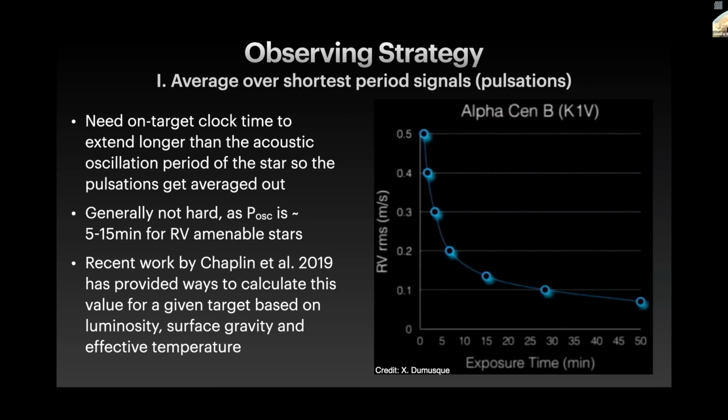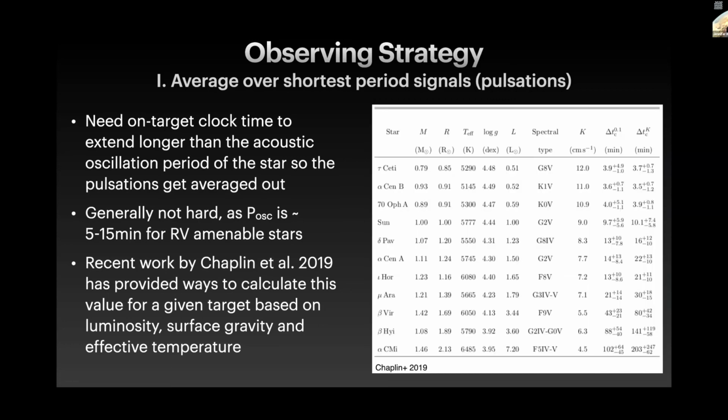This was shown by Xavier Dumusque in actually a previous Sagan workshop. And you can see that as long as you observe the star for at least about 5 minutes, the amplitude of the RV RMS comes down pretty rapidly. Now, the exact averaging time necessary varies as a function of effective temperature and luminosity and surface gravity. So you can't just assume that 5 minutes is the right answer for every star.